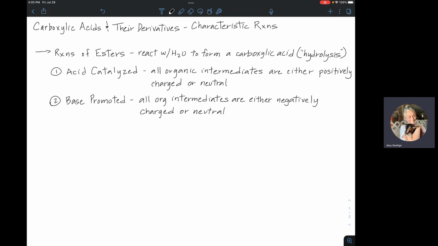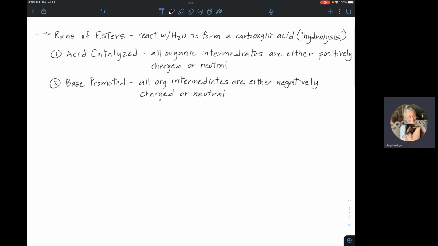We're going to break down one molecule into two molecules using water. Lysis is just to break apart. Hydro refers to the water. So we're going to slice up the ester using water, essentially. So this can be done under acidic conditions. So we'll catalyze the reaction with acid. Remember, from Gen Chem, a catalyst is something that you actually have to regenerate at the end of the reaction. We'll do this under acid catalysis or base promoted conditions.